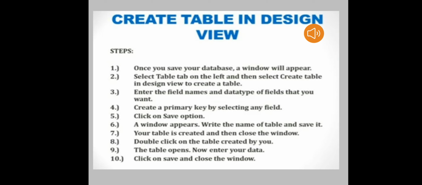Create a primary key by selecting any field. Then click on the save option. A window will appear, then you have to write the name of the table and save it.